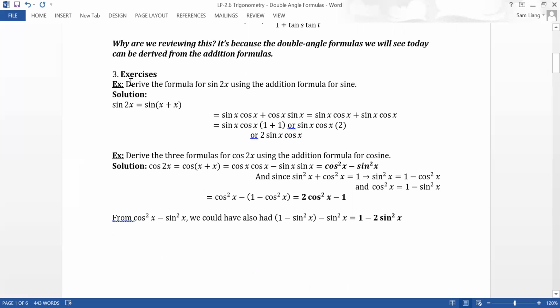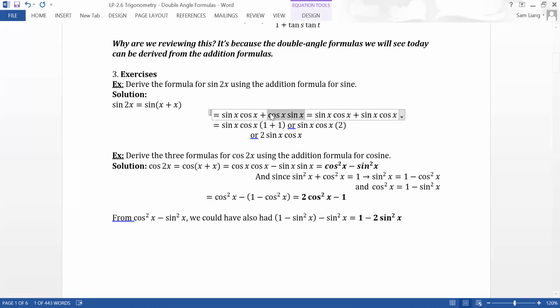So the first example or exercise is derive the formula for sine 2x using the addition formula for sine. Okay, so sine of 2x, we can see this as sine of x plus x, right? Because x plus x is 2x. And then from here, we know that sine of an angle plus an angle is equal to sine cosine plus cosine sine. Okay, so we get sine x cosine x plus cosine x sine x. We can, by the commutative property, right? Multiplication is commutative, which means you can switch the order, right?